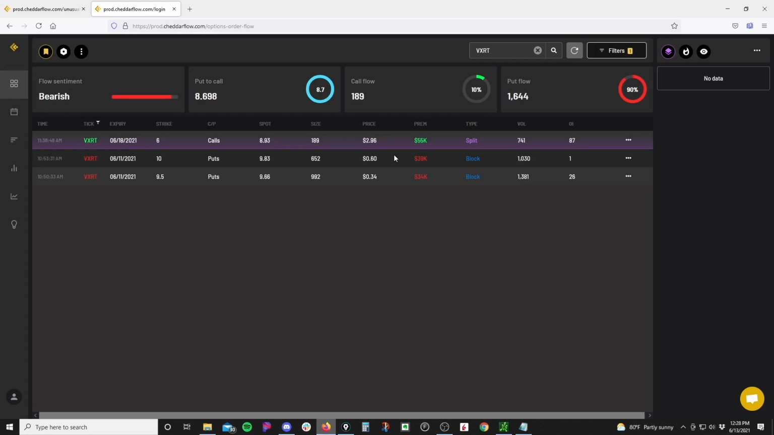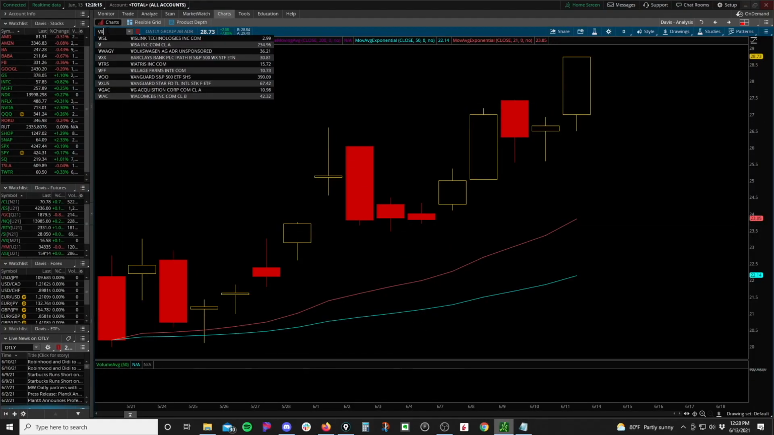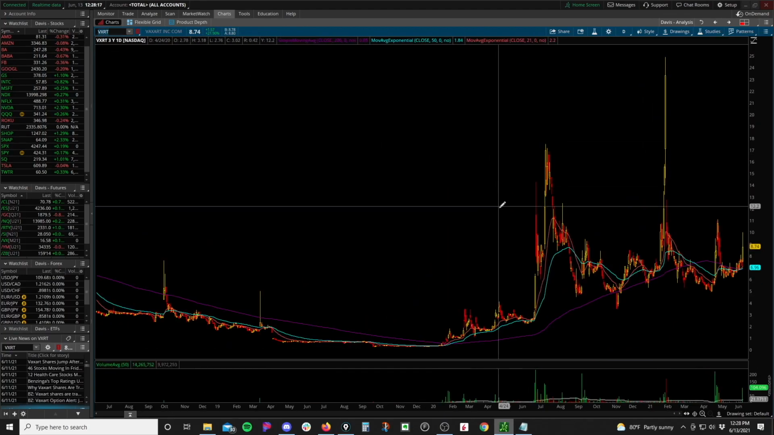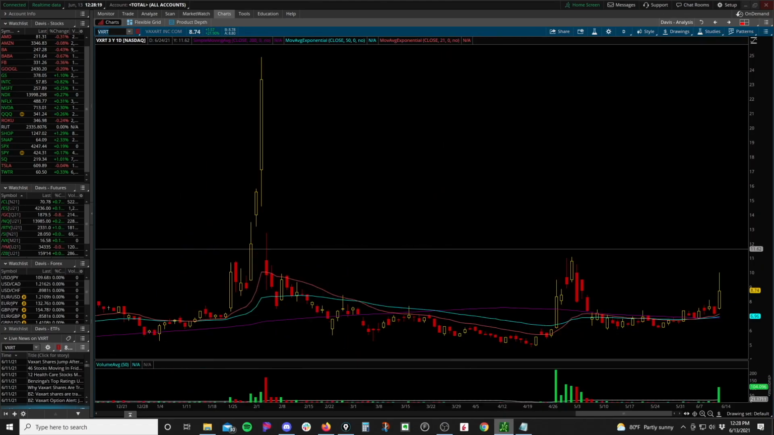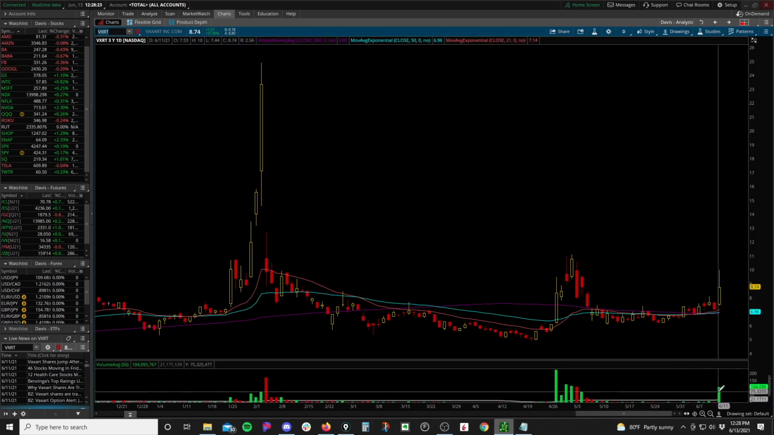But again, with it being on the unusual volume tab, I want to take it a step further and go to the chart. I'm using Thinkorswim. You can use whatever charting platform you want as long as there is an options chain. So we see this nice up move on an uptick in volume.